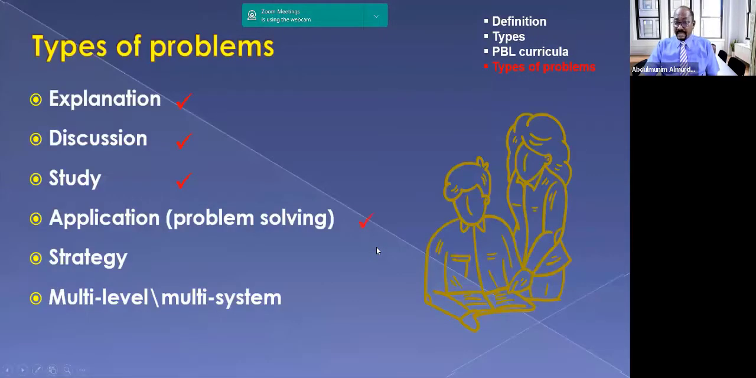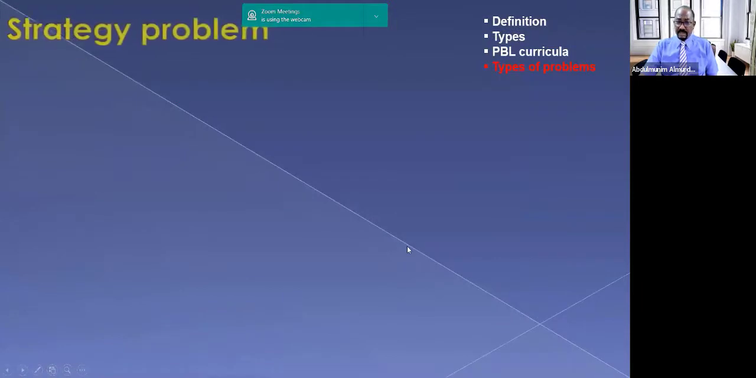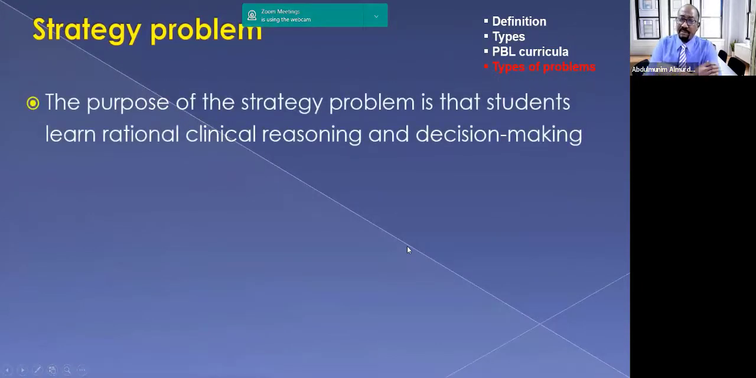Now, the strategy problem is used later because, with the strategy problem, students learn rational clinical reasoning and decision making. So as you know, this is started early and it is reinforced and mastered later in the curriculum. So it is good to start the strategy problems early, but we use them more towards the end of the curriculum.